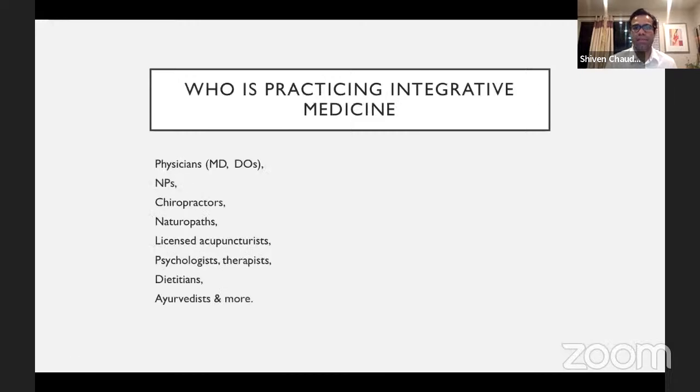So who is exactly practicing integrative medicine? Well, physicians, MDs, DOs, NPs, chiropractors, naturopaths, acupuncturists, psychologists, therapists, dietitians, Ayurvedic practitioners. So there's a long list of people that practice integrative medicine. I think one of the things to be mindful of is also there's different regulatory bodies for all these practitioners.